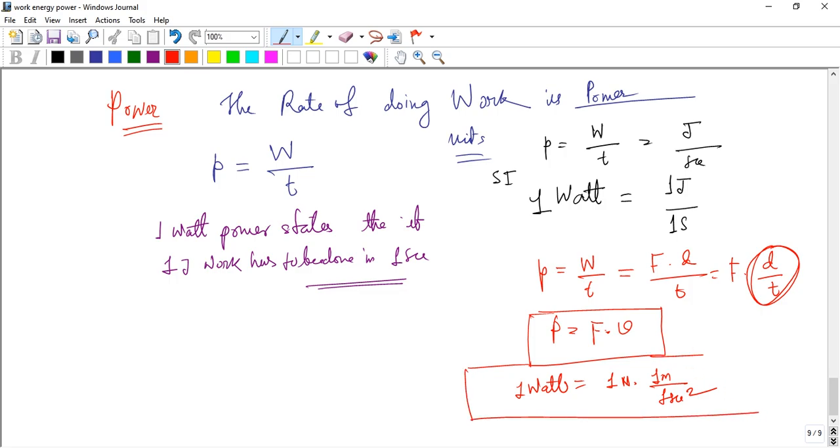There is another relation. 1 Newton... 1 meter square, sorry, not square, that is only second. Okay, that is a velocity, not acceleration. 1 Newton per 1 second, that is 1 watt. That is another relation here.